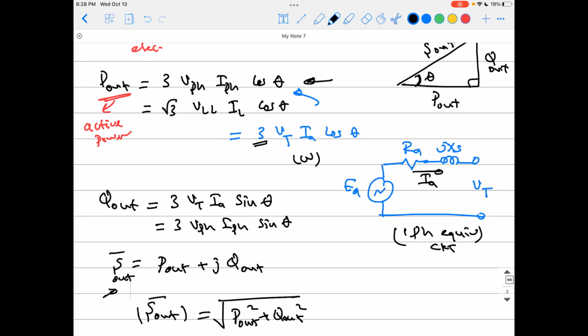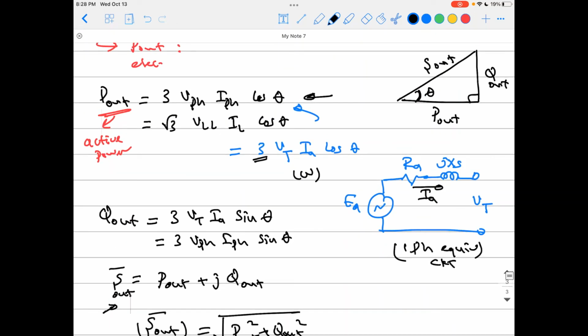So that's the total idea we're talking about here. Okay, so that is the P output, the active power P output, which you can also calculate if you have everything else. So this P output can equal the P mechanical, which is the input power, minus the P losses.